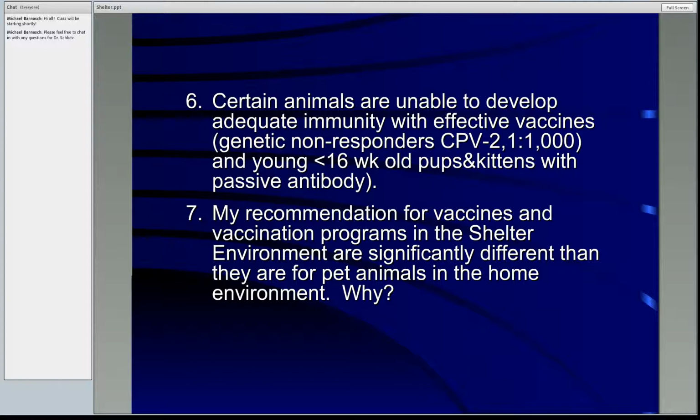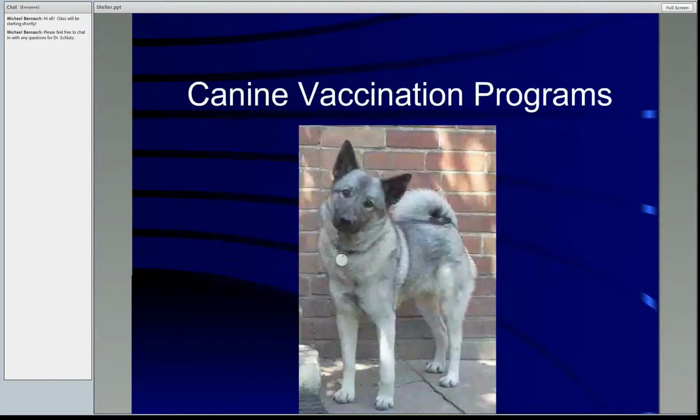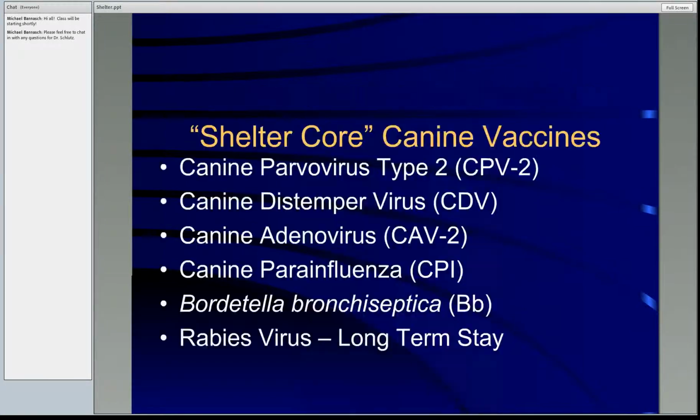And my recommendation for vaccines and vaccination programs, as I've already mentioned, in the shelter environment differ considerably from those for pet animals. And it's because, of course, of the greater risk of those animals developing many more diseases than the average pet animal would be at risk of developing, and in such a short period of time.